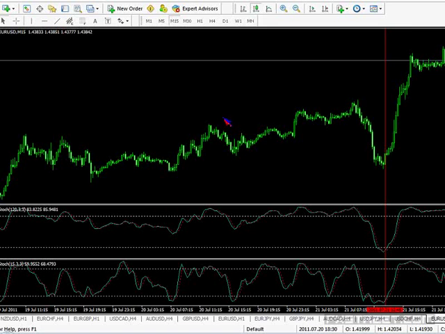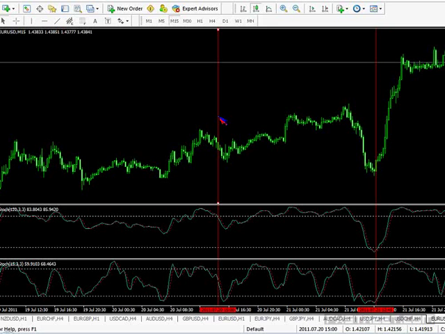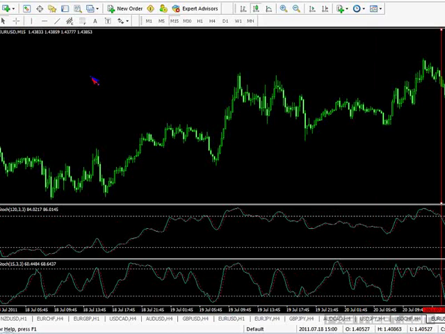I know it's a bit complicated. It may sound complicated, but once you get your eye used to this kind of signals, they're pretty interesting and pretty good to take. We are going to market cap.